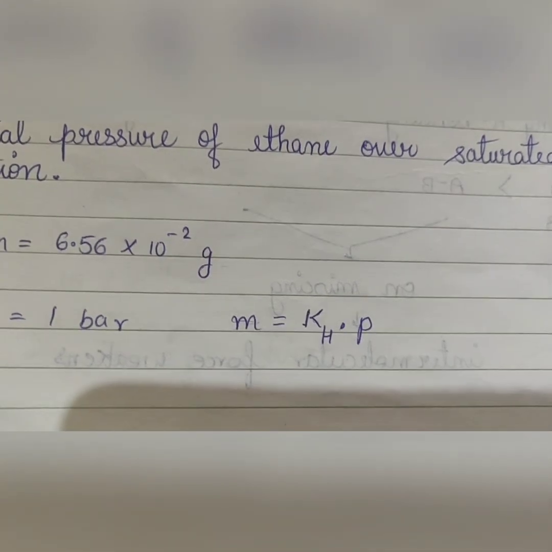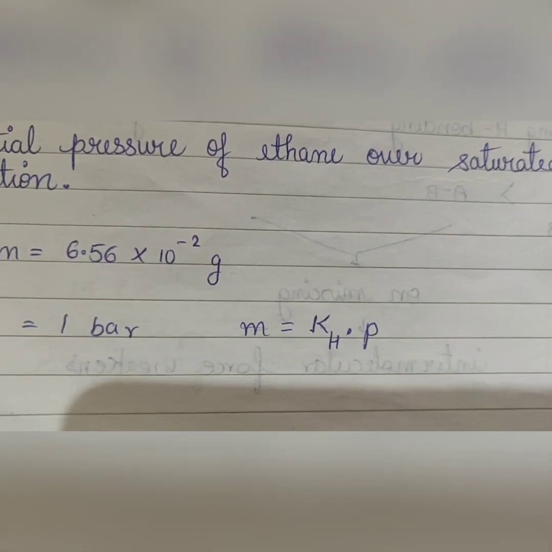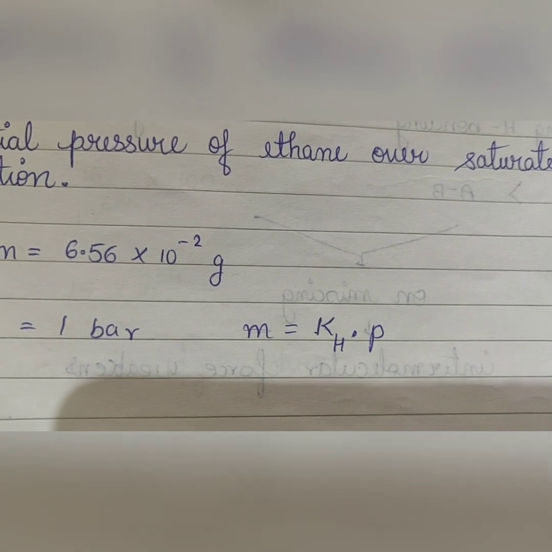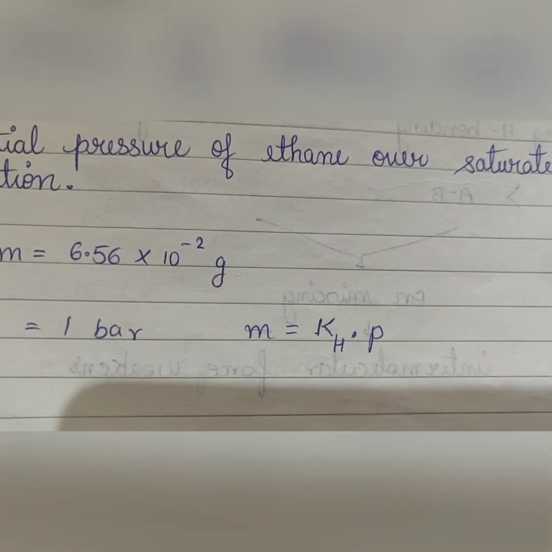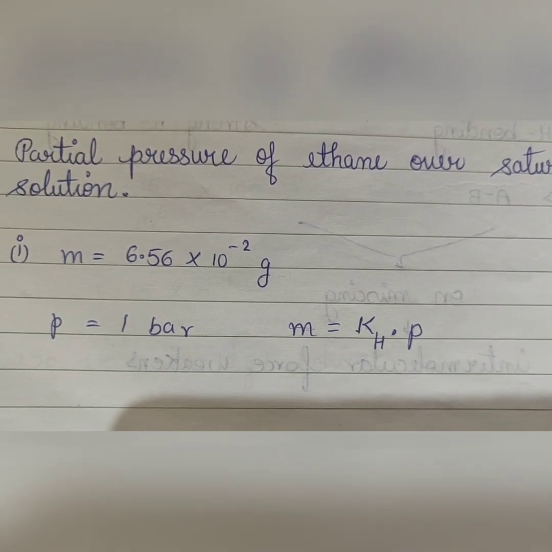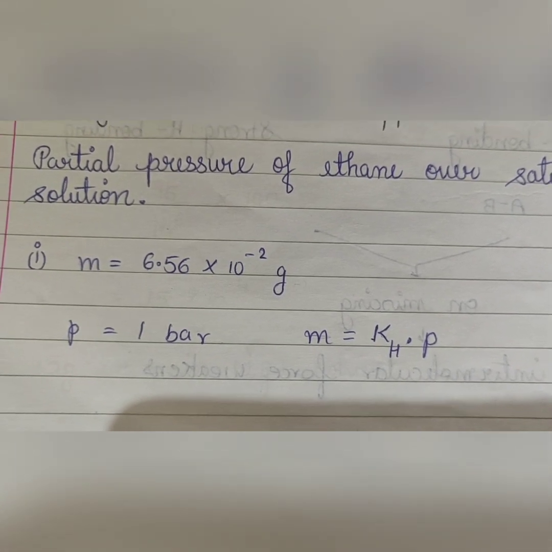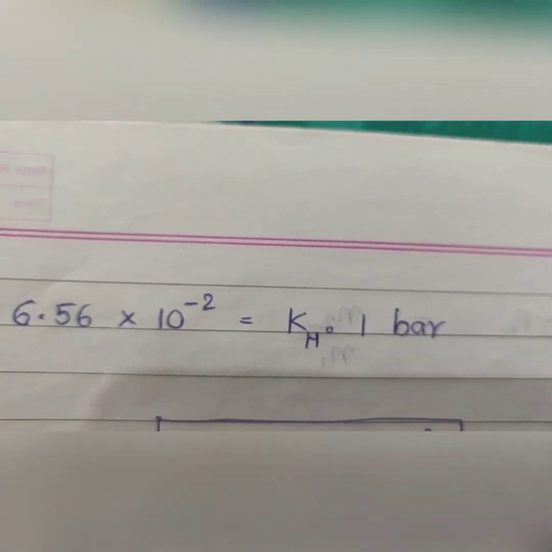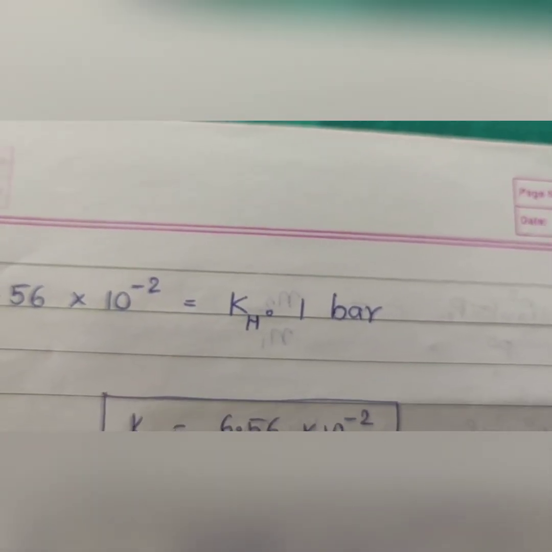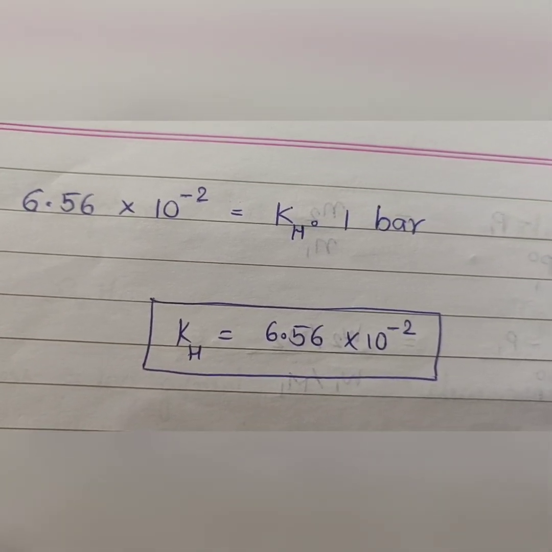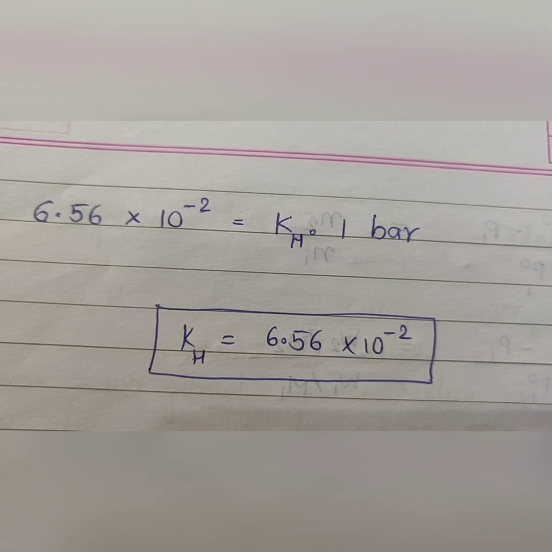you can use this relationship. When mass is given, you will take mass directly. Mass is equal to kH into pressure, where kH is Henry's constant. So putting in the mass and the pressure we have, we just need to calculate Henry's constant. So mass is 6.56 into 10 raised to minus 2 equals kH into pressure, that is 1 bar. kH comes out to be 6.56 into 10 raised to minus 2. We have got the value of Henry's constant.